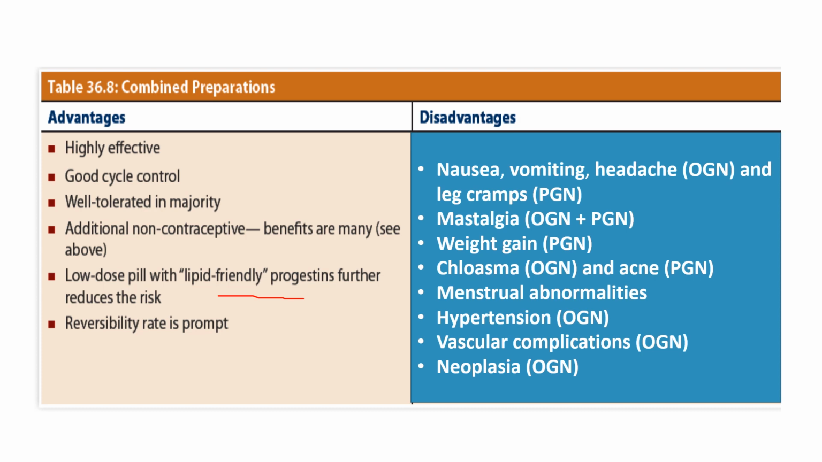That is nausea, vomiting, headache due to estrogen, leg cramps due to progesterone, mastalgia due to both estrogen and progesterone, weight gain due to progesterone, cloasma and acne, menstrual abnormalities, hypertension due to estrogen, vascular complications due to estrogen, neoplasia due to estrogen.